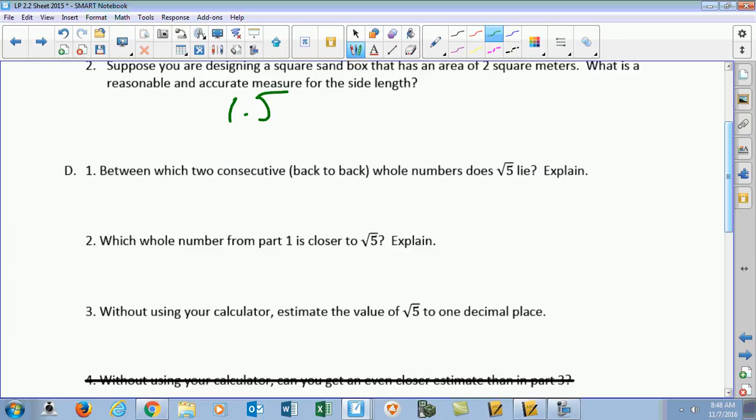William, why would you say 2 and 3? Okay, so where'd you find it between? Right, you knew the square root of 4 was 2 and the square root of 9 is 3, and the square root of 5 falls right in between there. So when they ask for two consecutive whole numbers, you get 2 and 3.